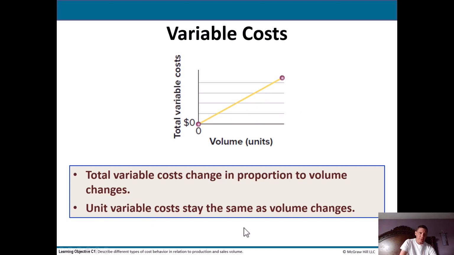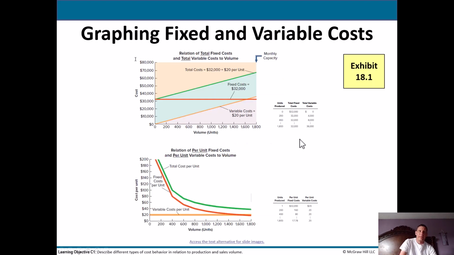We also note that unit variable costs stay the same as volume changes. So think about it like the variable cost per unit is actually going to be, quote unquote, fixed, but only up to a certain point. Again, all these things in the long run end up being variable. So here's a graph showing the fixed and the variable cost. If you look at the top graph, this is what you can see from the last two slides if we were to put those together.